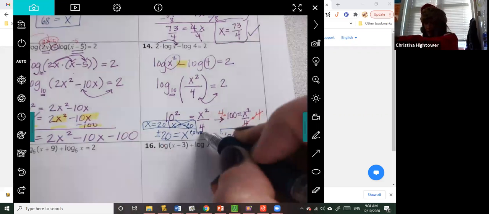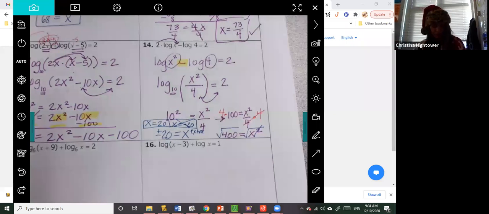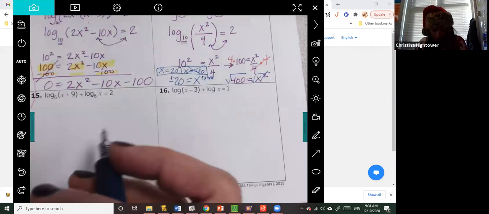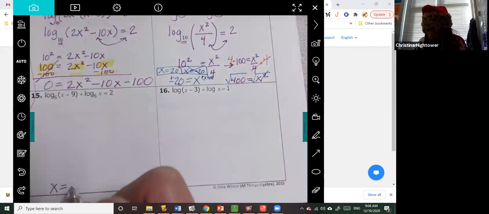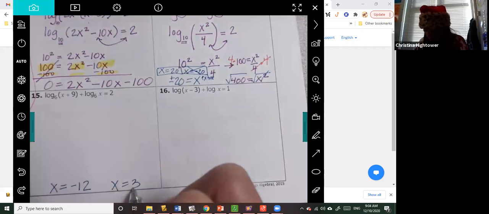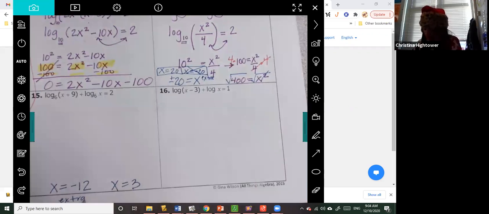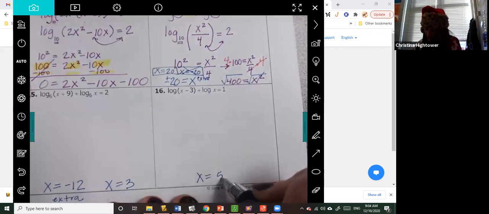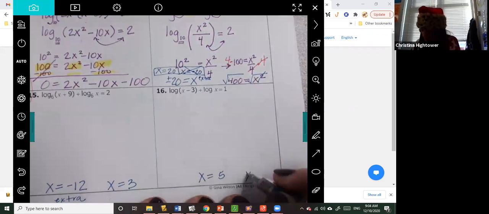All right, y'all, I'm going to go ahead and write down the two answers for 15 and 16 if you'd like to try them on your own. So this would be a factoring problem. You have x equals -12 and x equals 3. This one should be extraneous. And the answers for 16, x equals 5 and x equals -2. And this one comes out to be extraneous as well.